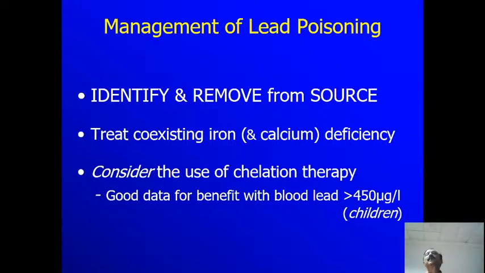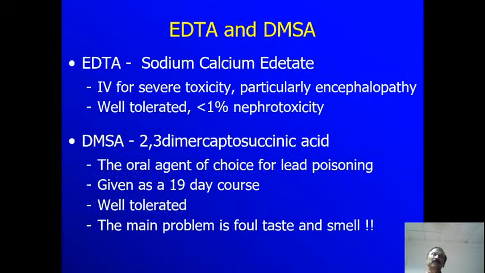Treat the coexisting iron and calcium deficiency, because as I mentioned, iron and calcium deficiency can result in increased absorption of lead. And consider the use of chelation therapy. There is good data for benefit with a blood lead of 450 micrograms per liter. We have chelation, and there are lots of good studies. With children, you do a chelation and you can get the lead out. So what do we use? EDTA and DMSA.